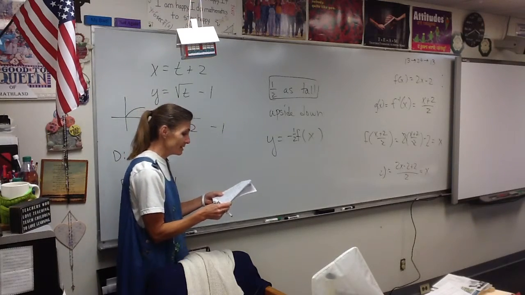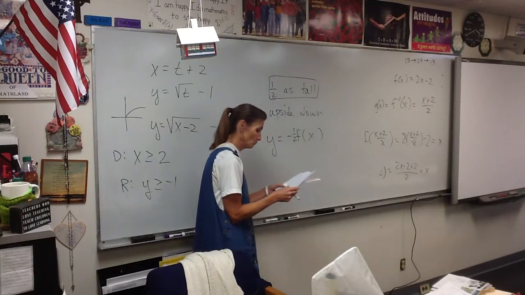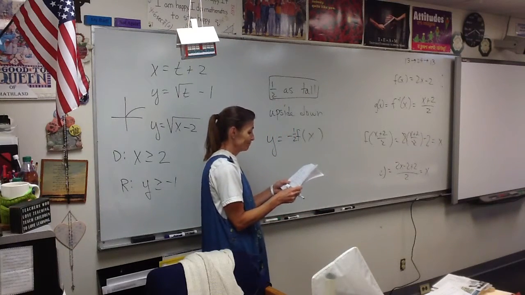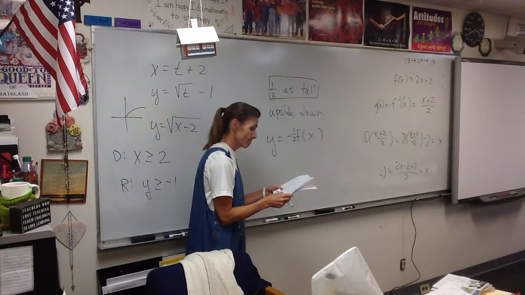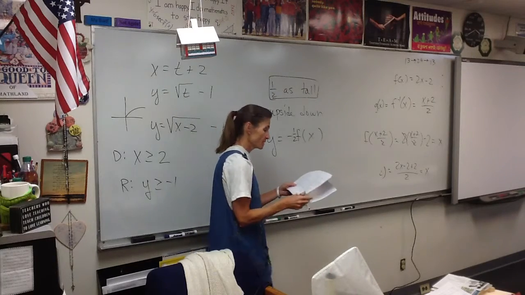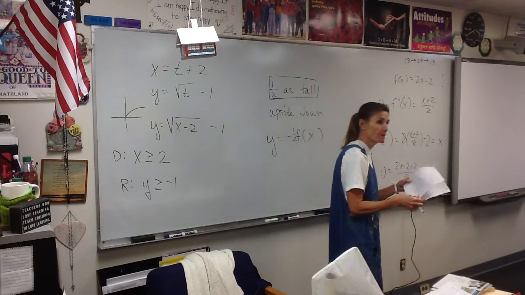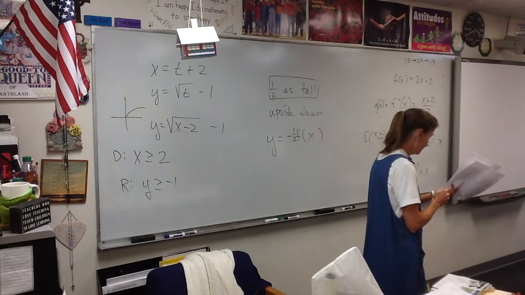Number 10. What's the domain? 0 is less than x, which is less than 4.5. Perfect. 0 to 4.5. Yep, that's exactly right. Perfect. All right, we'll go ahead and get started.